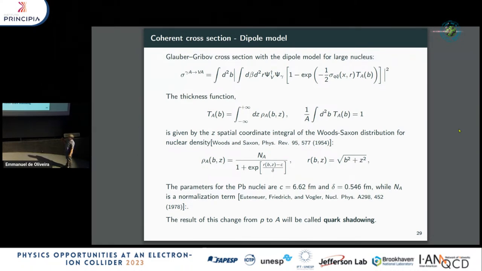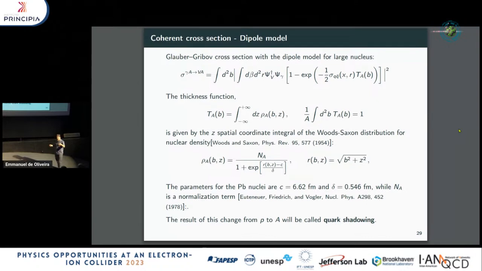And the fact that we now have multiple interactions with the target means that we'll have a little bit smaller cross-section, okay? If you had just one interaction, we would expand this exponential. It would be 1 minus this guy, and then we put it here, and then we have just one profile. But now we have higher order terms in the exponential, the argument squared, the cube, etc. So the cross-section will get smaller. This is what will be called quark shadowing.